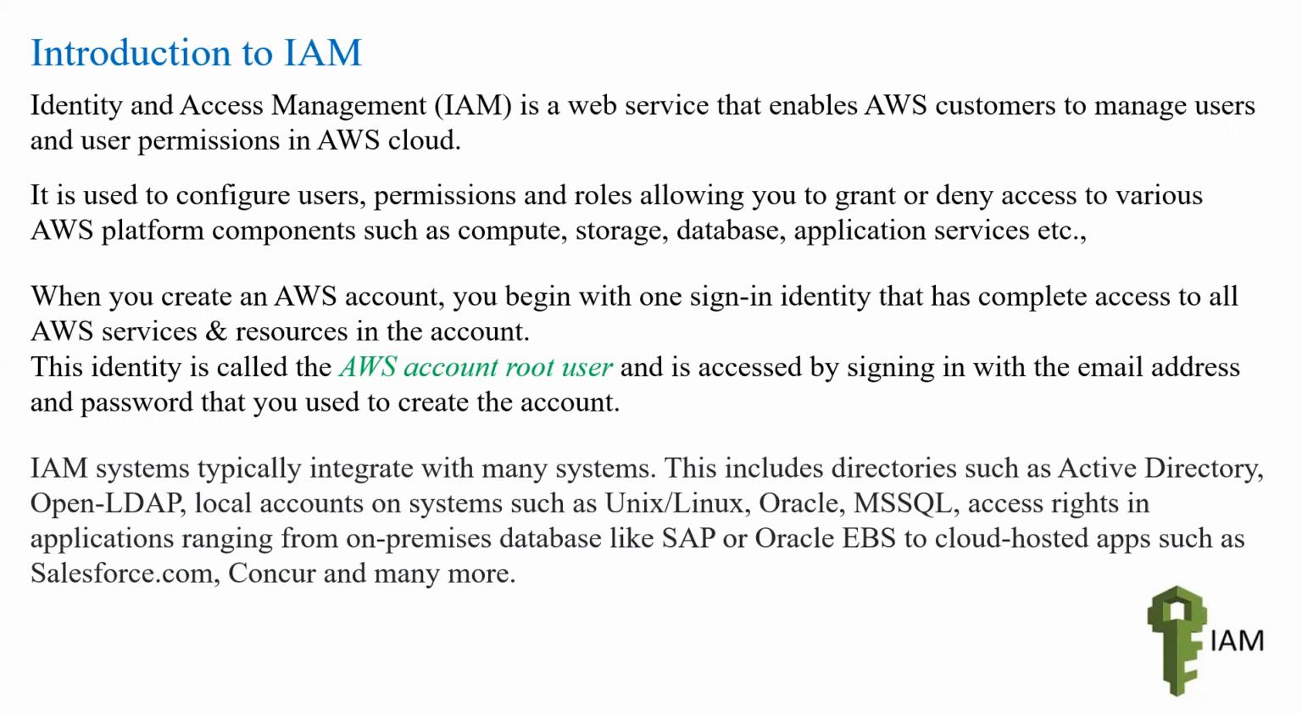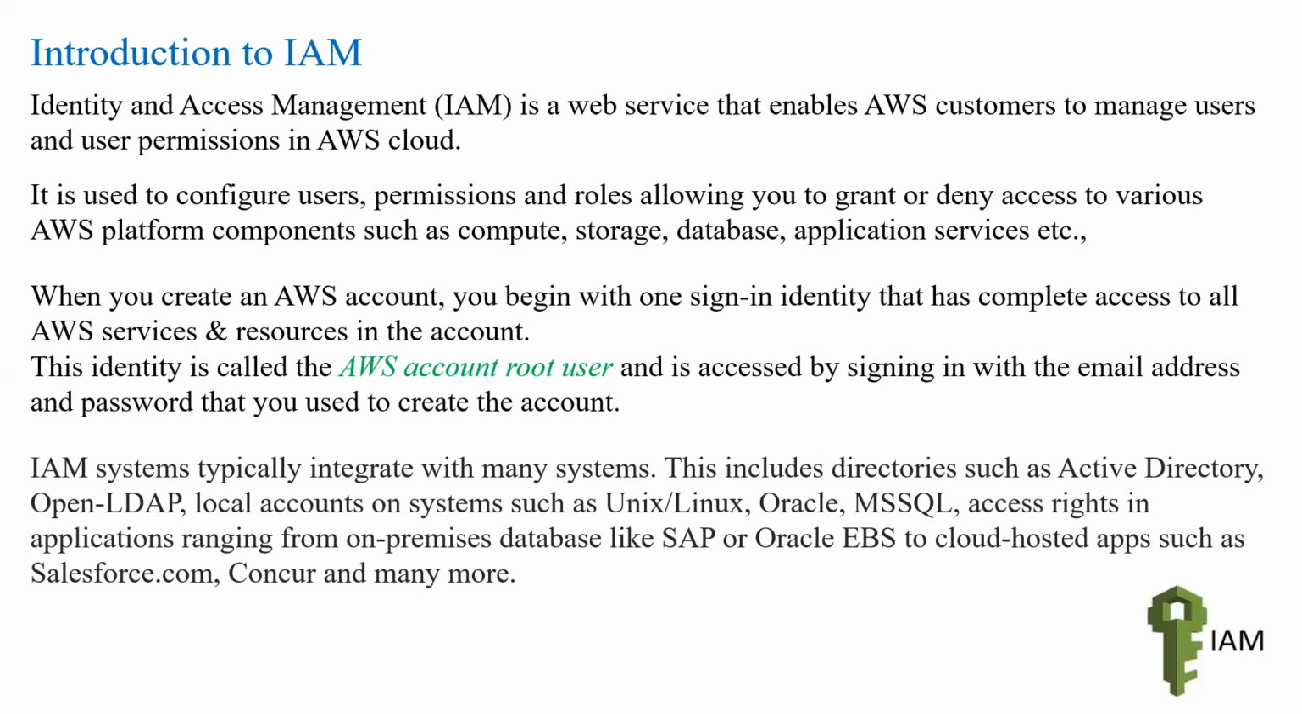When you create an AWS account, you begin with one sign-in identity that has complete access to all AWS services and resources in the account. This identity is called the AWS account's root user. And how do we access this root user? By signing in with the email address and the password that you provided at the time of creating the user account. IAM systems typically integrate with many systems.